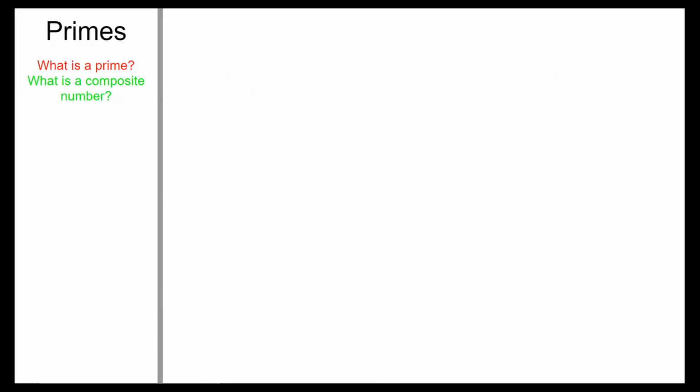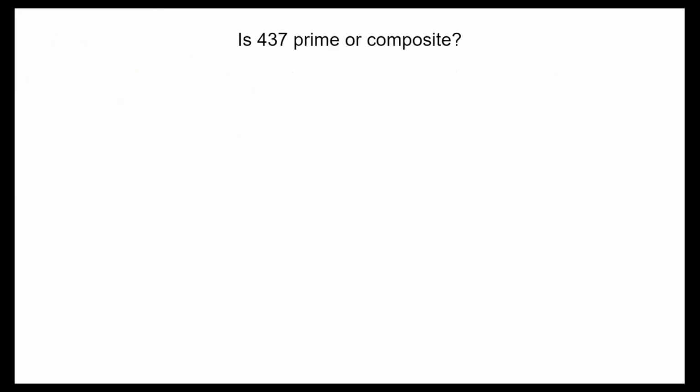Okay, let's move on here. So here are some examples. Is 437 prime or composite? To check if something is prime or composite, you have to check if a number less than it can evenly go into it. And if there is no such number besides 1 and itself, then the number is prime.